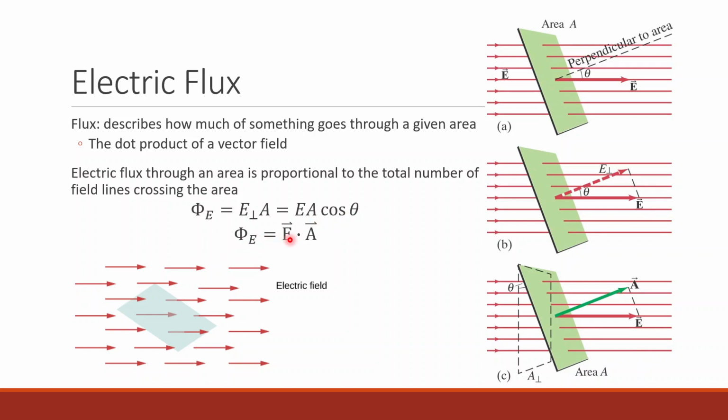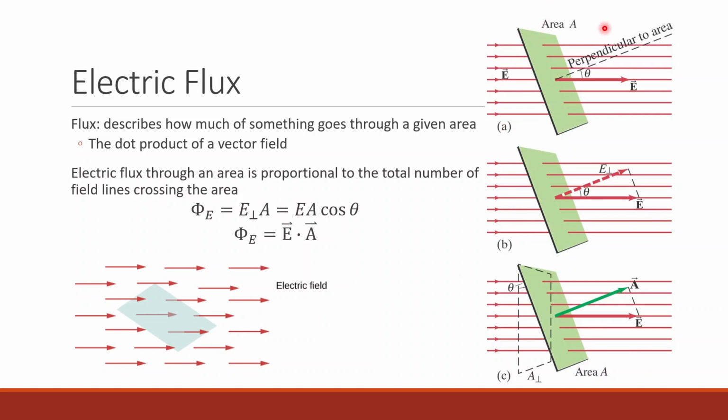We also describe this as the dot product. So this is also called the dot product between these two objects. Again, we're looking at electric flux through an electric field. So we take some area here and we see how much electric field is passing through this area.